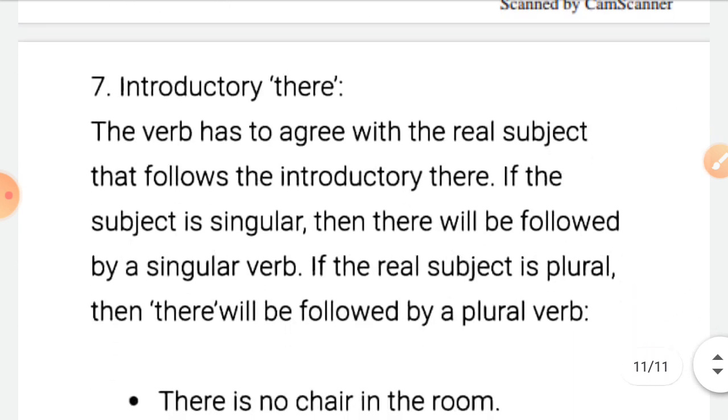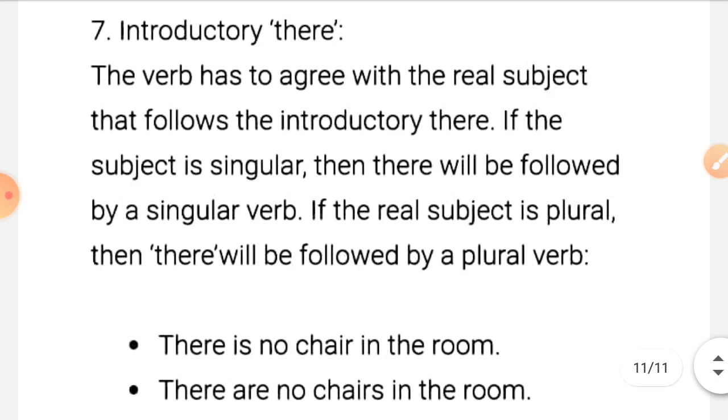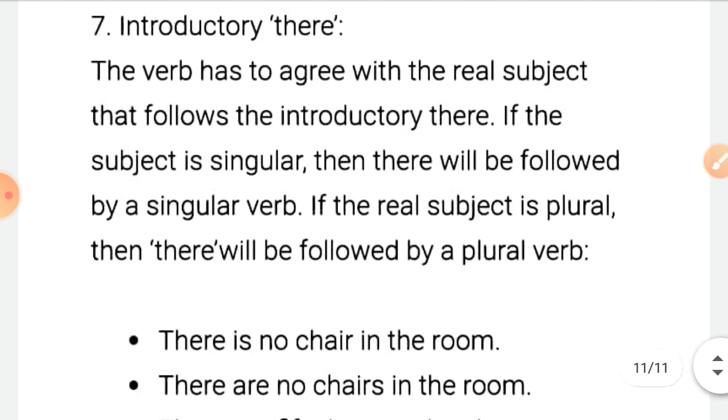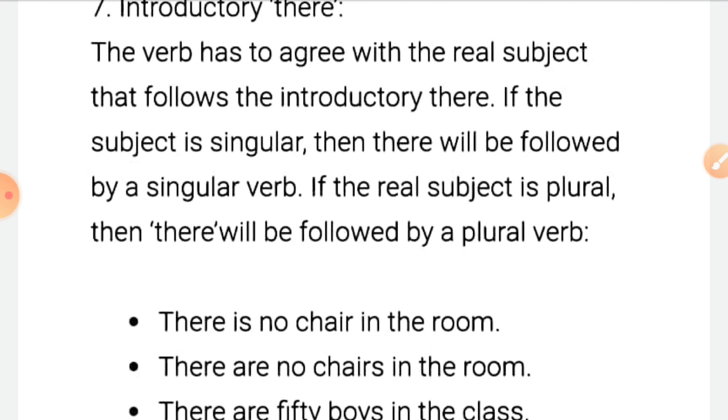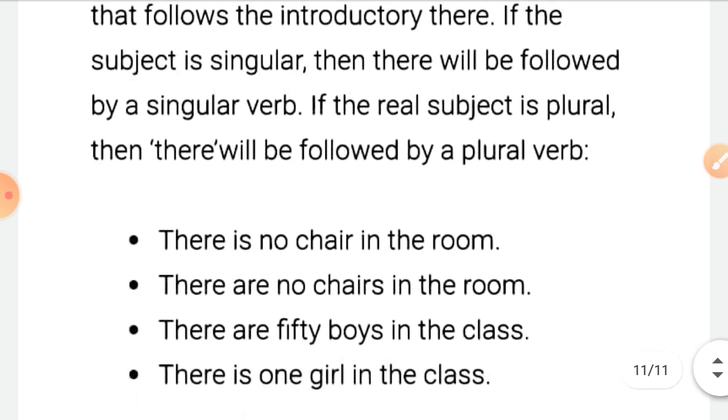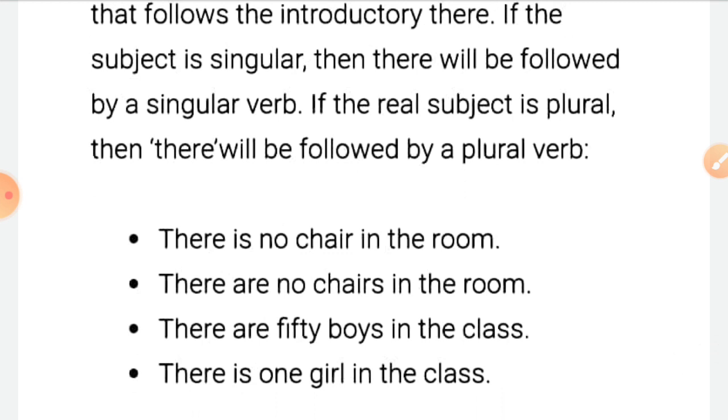Now, number 7 is introductory there. The verb has to agree with the real subject that follows the introductory there. If the subject is singular, then there will be followed by a singular verb. When the sentence has introductory there, that is, the sentence is beginning with there, then the same rule is applied. If the subject is singular, then it will take a singular verb. If the real subject is plural, then there will be followed by a plural verb. See, over here in all the sentences, there is working as an introductory word. So there is starting the sentence.